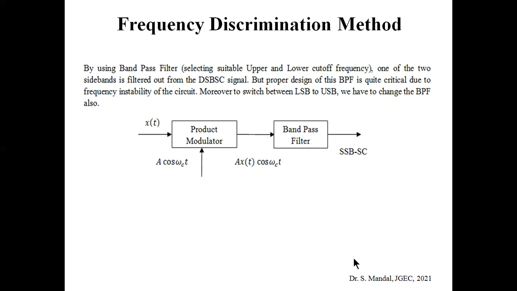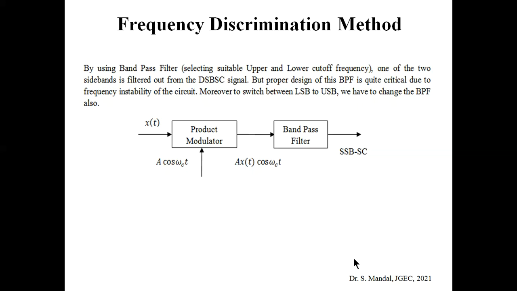Okay, so this is the simple approach. That means DSB needs to pass through a bandpass filter, and by selecting the respective cutoff frequency, we can easily separate out the USB and LSB. So this is the simple approach, but the main problem is to design the bandpass filter.